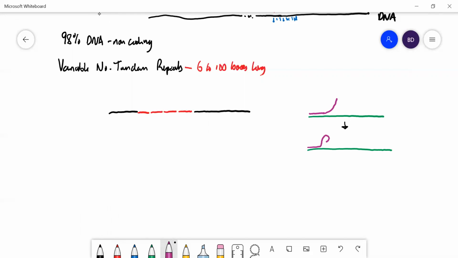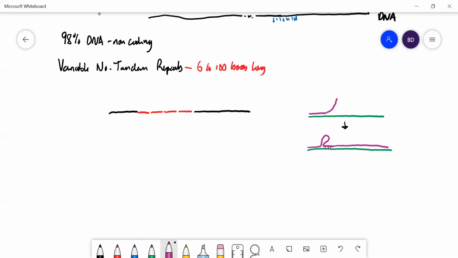Okay. So it's formed an extra loop, but it can still hydrogen bond here because you've got the same sequence there as you've got in the bit that's looped out. So the DNA polymerase wouldn't realize it made a mistake if it did that, and that's what tends to happen. Usually the case is that the number of repeats is getting bigger due to this looping out.